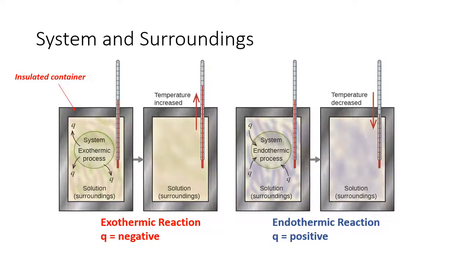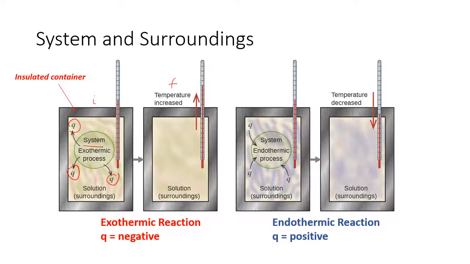If we imagine that we have an insulated container that is a perfect isolated system, and we did a reaction in there, and the system gave heat off to the surroundings, and we measured the temperature of the reaction initially and then finally after the reaction was completed, we would see that the temperature of the surroundings increased. This is an exothermic reaction, one where the system releases heat to the surroundings.